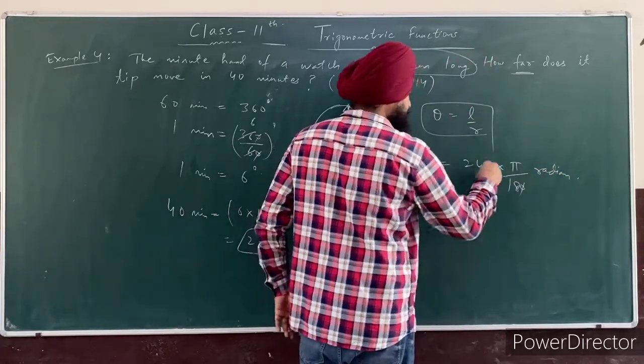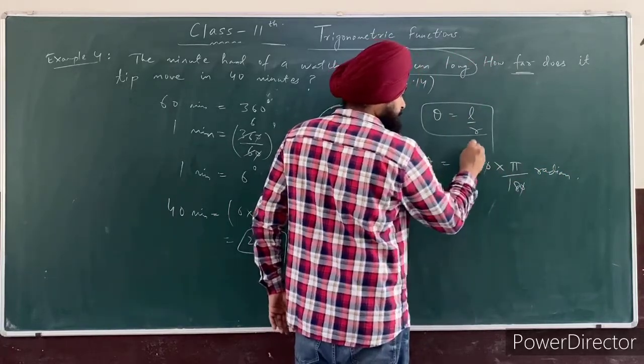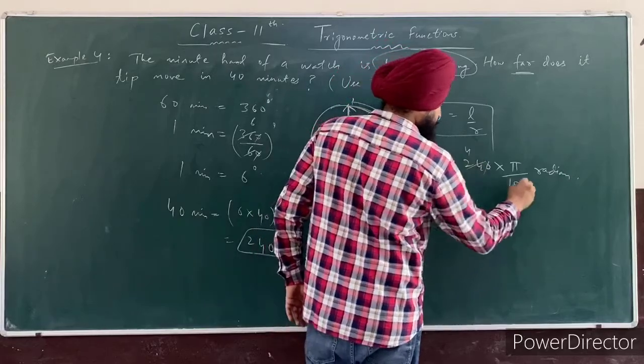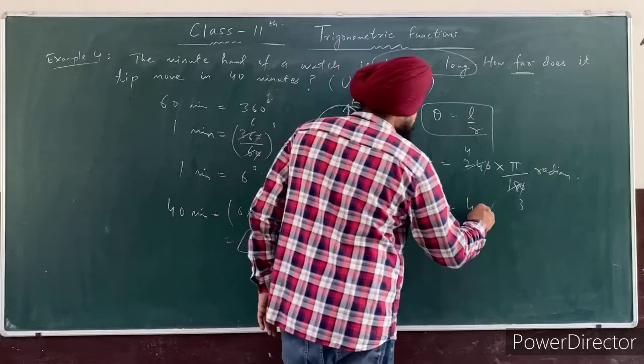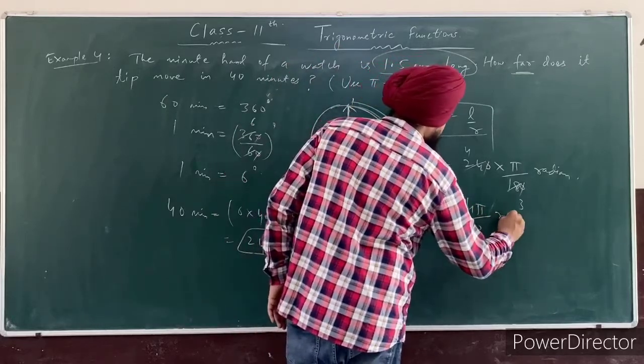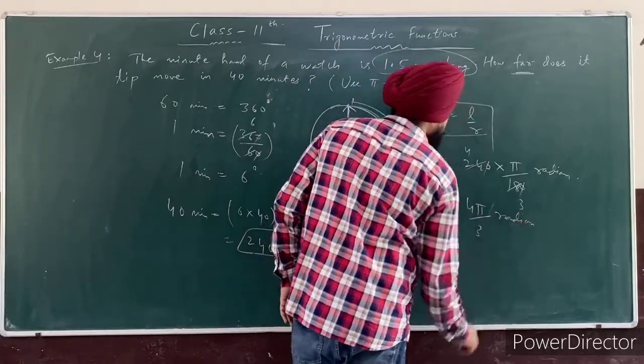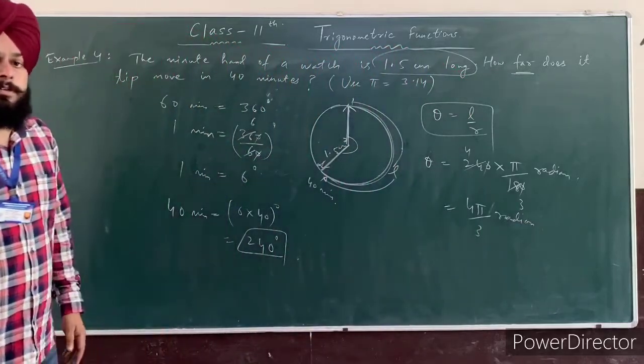So the zero cancels. 6 4s are 24, 6 3s are 18. So it is 4π/3 radian.